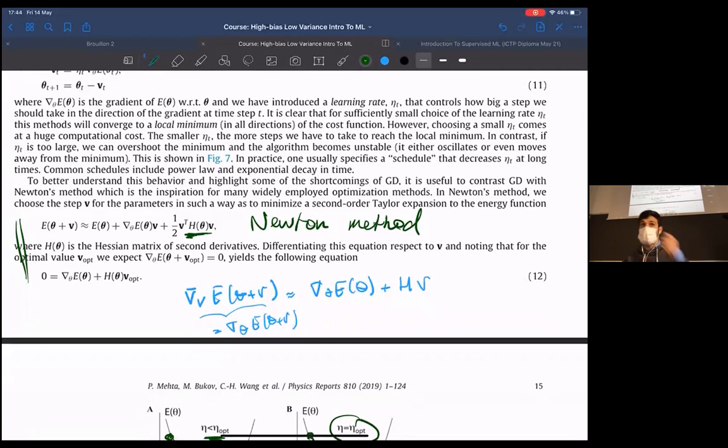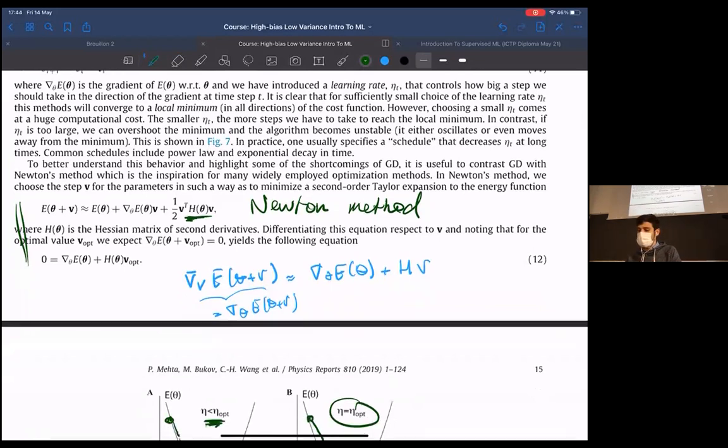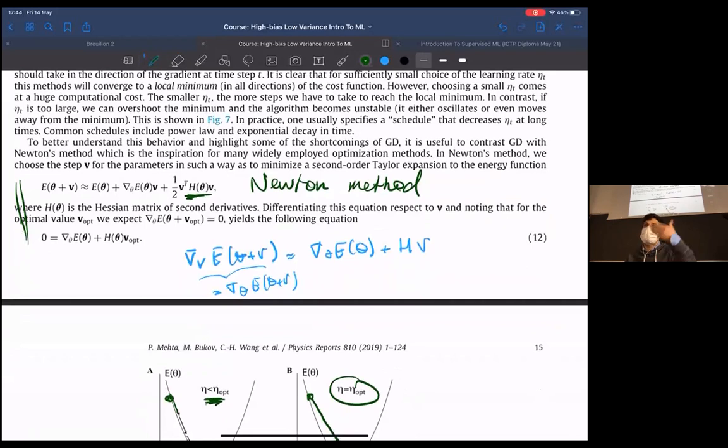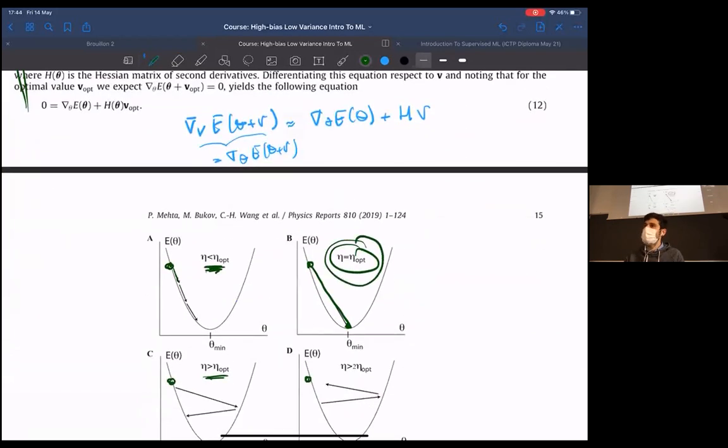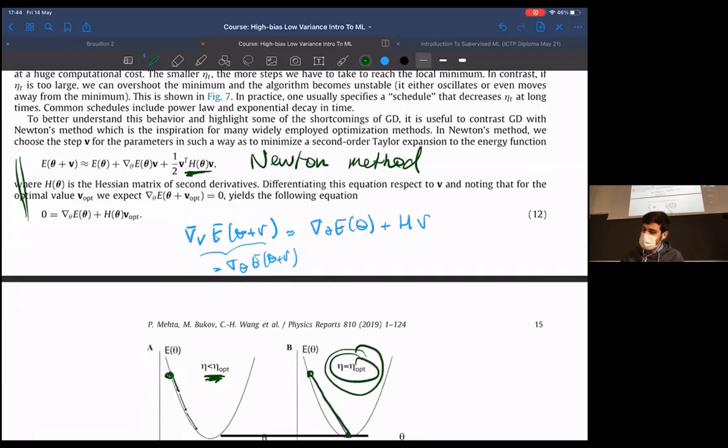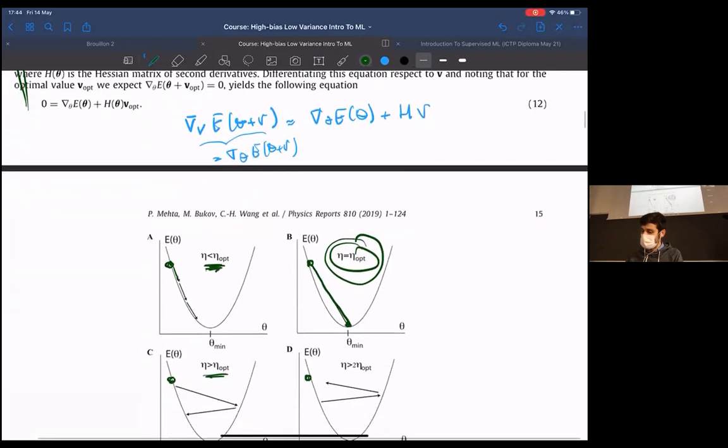But why is that not used? Why do people actually not use the Newton method if I am right now telling you that it is a way to automatically find the optimal learning rate and therefore to find the closest local minimum in just one step? The reason is that computing the Hessian, this second order derivative, is super costly. The Hessian is an n by n matrix. Here it's a P by P matrix where P is large, the number of parameters that we are trying to infer. So this type of computation is very expensive.